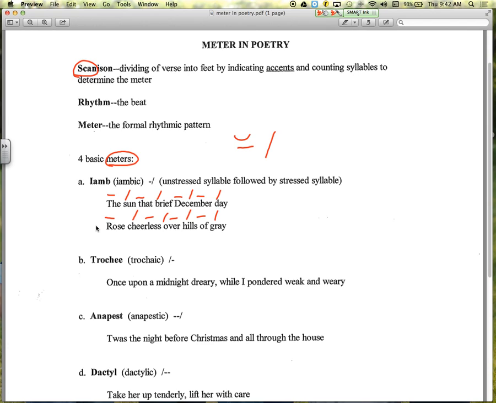And that's what you have to listen for. You have to listen for that rhythm. So that's called iamb or iambic. Again, it's your heartbeat. Dun dun dun dun dun dun dun dun. Very common, very natural rhythm.